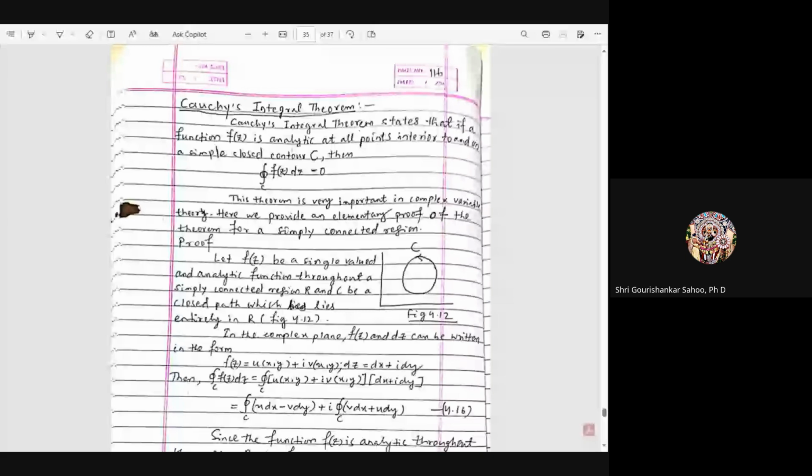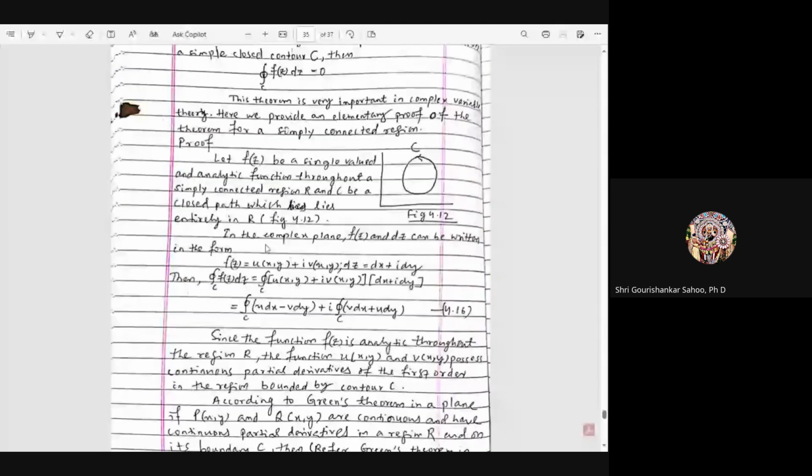So if the function f(z) is analytic at all points interior to and on a simply closed contour C, as shown in figure 4.12, then the integration over the closed contour of f(z) dz is equal to 0. This is the statement of Cauchy integral theorem, and this theorem is very important in complex variable theory. We provide an elementary proof of the theorem for a simply connected region.